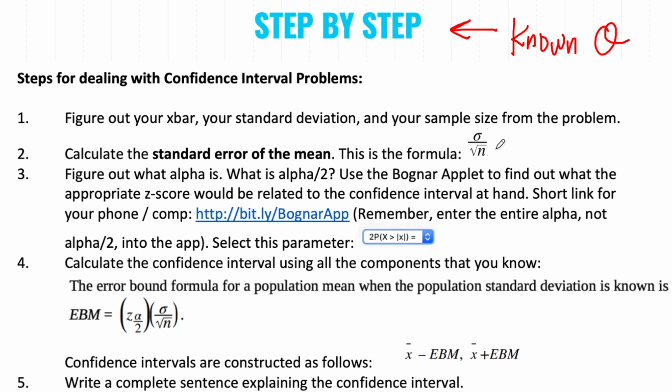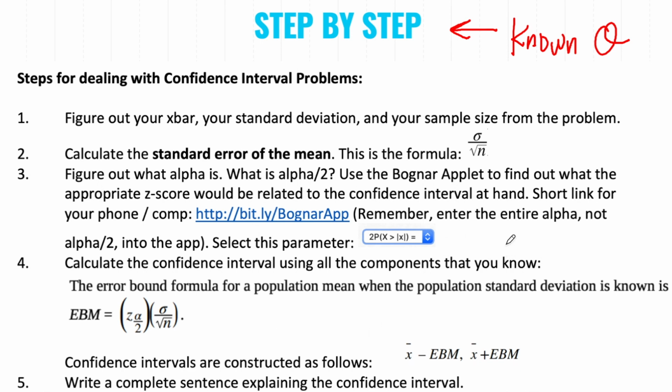Your third step is to figure out what alpha is, and then also to recognize what alpha divided by 2 is and how that's distributed in your distribution. You're going to use the Bogner applet to find out what the appropriate z-score would be related to that confidence interval. And here's that short link for your computer or phone. And remember, when you get to the app, you're going to enter the entire alpha, not alpha divided by 2, into that space. And we'll review how to do that when going over our practice problems. And make sure you select this parameter that evenly distributes your alpha between the tails.